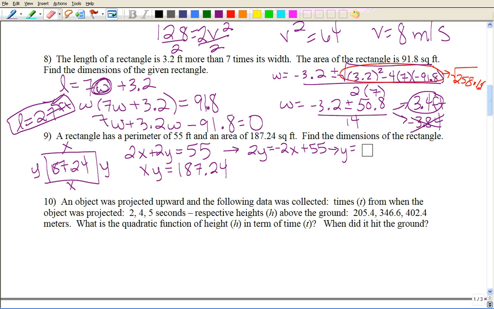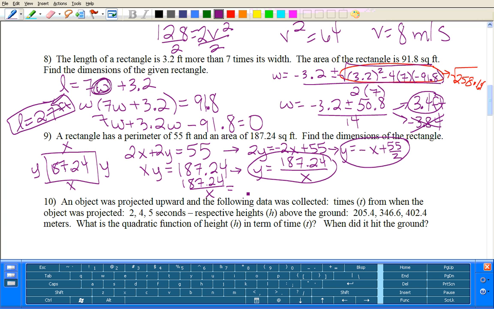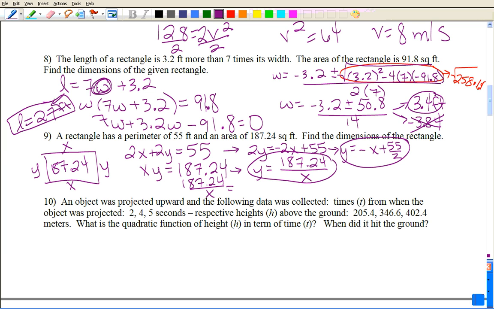And I'll get y equals negative x plus 55 over 2. Okay, so I've got that y equals. The second one, if I divide both sides by x, then I'll get y equals 187.24 over x. So this is equal to y, this is equal to y. So then I can set these two things equal to each other. So I'll have 187.24 over x equals negative x plus 55 over 2.